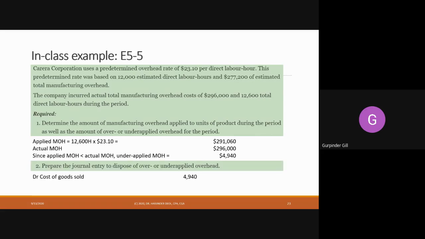We would debit our cost of goods sold, credit our manufacturing overhead account for the difference, which is $4,940, to adjust for the underapplied manufacturing overhead. This journal entry of debiting cost of goods sold and crediting the manufacturing overhead account will bring the manufacturing overhead account to a zero balance.